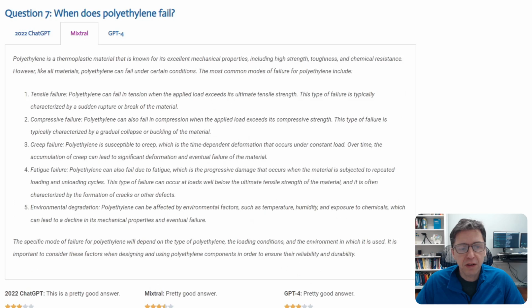The Mixtral large language model that's available now, you can run it by yourself, and it has free weights that you can download from the web. Is a little bit better, I think. It has a little bit more insight about what's going on here.